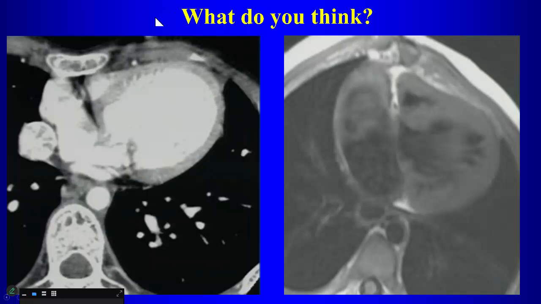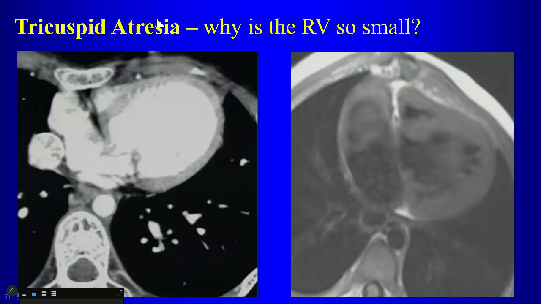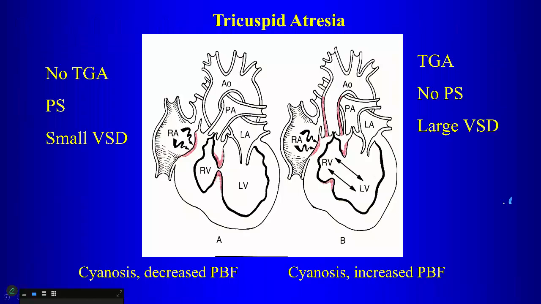It's a very complicated abnormality, tricuspid atresia. And the right ventricle, we've talked about why the right ventricle is small in these cases. There are two flavors of this, when it's associated with pulmonic stenosis and when there is no pulmonic stenosis. This type tends to be associated with transposition. This type tends not to be associated with transposition.